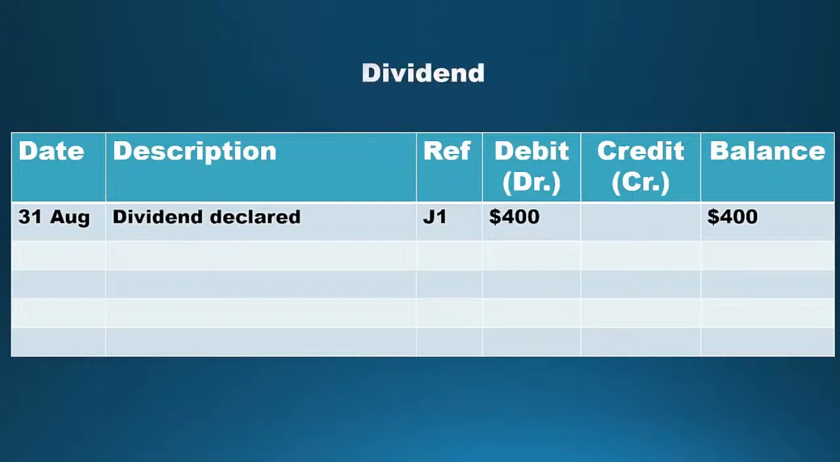Dividends declared ledger. 1. Date. Write the date. August 31. 2. Narrative. Add the narrative. Declared and paid dividends to shareholders. 3. Reference. Include the journal reference J1. 4. Amount. Enter $400 in the debit column. We debit dividends declared because dividends reduce retained earnings, and they are recorded as a debit to show this reduction.